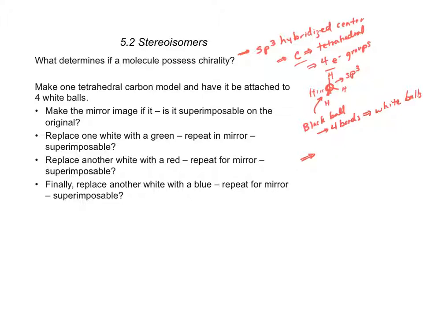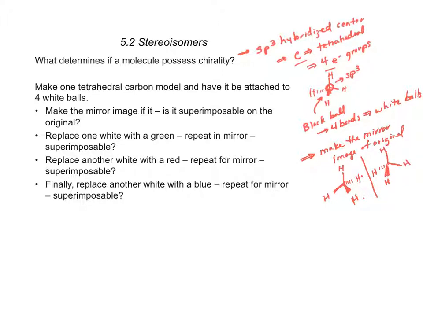Then I wanted you to use the other black carbon ball to make the mirror image of the original. That takes a little bit more perspective. For example, let's say I have a hydrogen, and this guy is coming out at us, so it's on our wedge, and this guy's on our dash. If I make the mirror image of this, this guy is the thing we see first, so it would be this guy on the dash. We would have this guy now on the wedge. So this is the mirror of this.